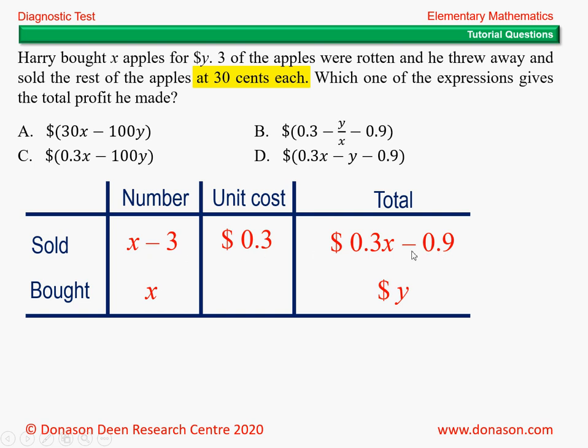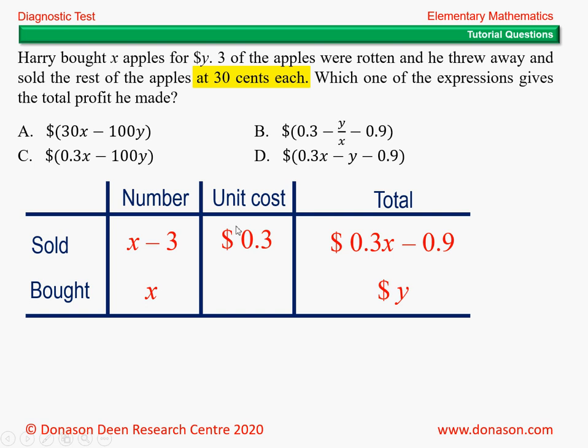So it's a minus. It's actually 3 apples that were thrown away. So therefore, it's going to be 30 cents times 3. So you are not going to get that 90 cents. So that's why we have taken away the 0.9, which is minus 0.9.